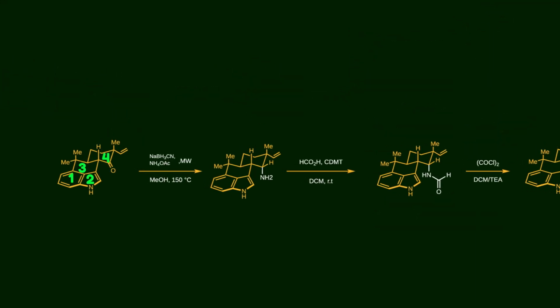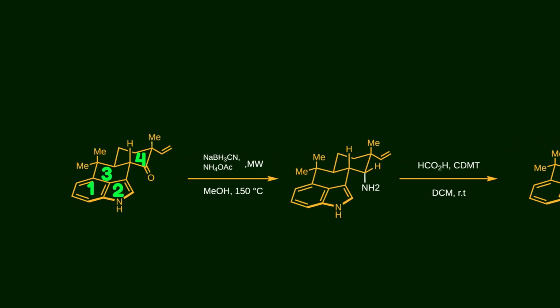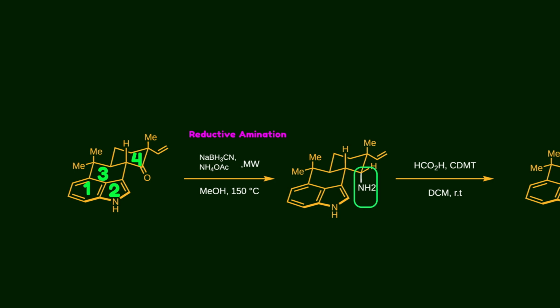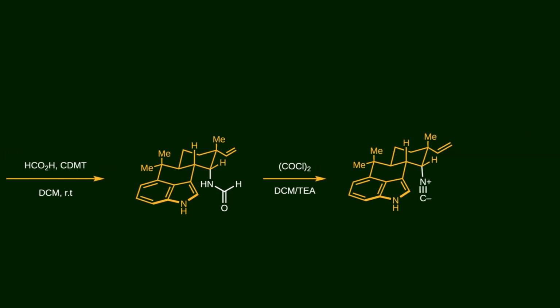Until now, the tetracyclic core of the ambiguines and hapalindoles has been created. In the next step, this intermediate undergoes reductive amination to install an amine group in the axial position. After that, the crude amine reacts with formic acid to create a formamide, which is then converted to isocyanide using phosgene, completing the synthesis of Hapalindole U as a single diastereomer.